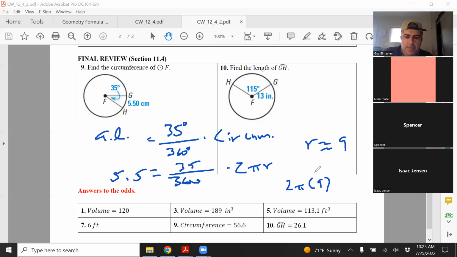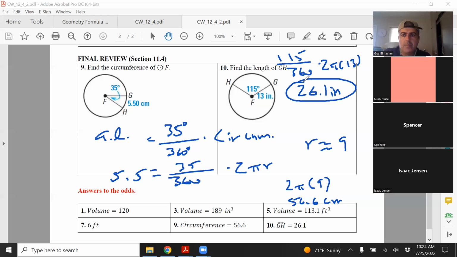Yeah, you should get about 56.6 centimeters. And then here, you're given the radius. So you do 115 divided by 360 times 2 pi times 13. So it's 26 pi. Yeah, you should get about 26.1 for the arc length. So yeah, that's all.